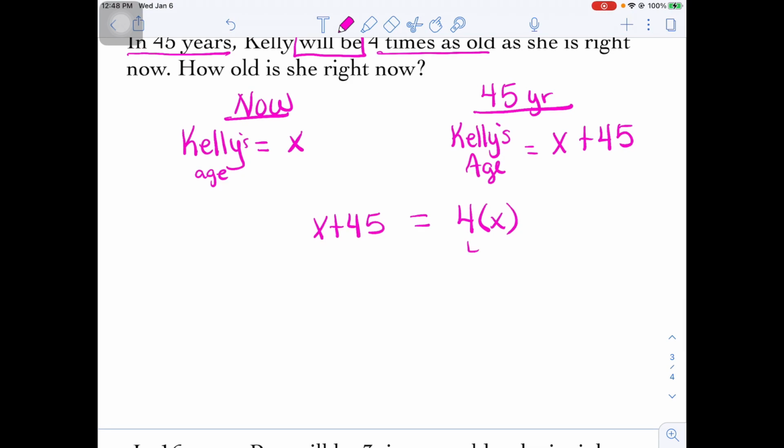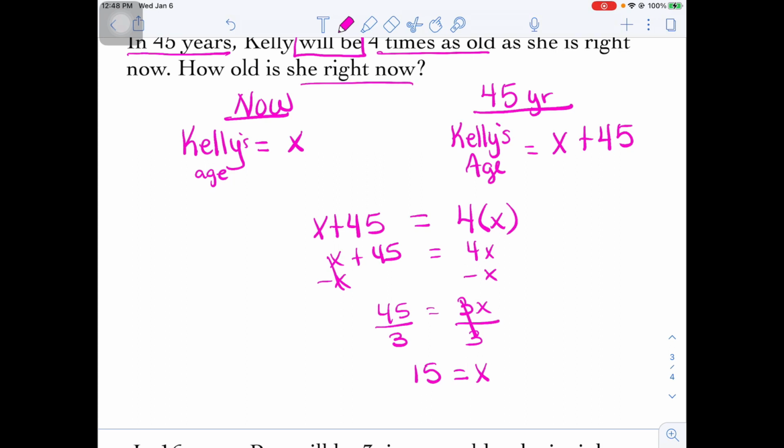So now let's solve. Well, this is the same thing as 4x, and we're going to move our x over. So we end up with 45 is equal to 3x, divided by your coefficient. So we have x is equal to 45 divided by 3, which is 15. So right now, how old is she right now? She's 15 years old.